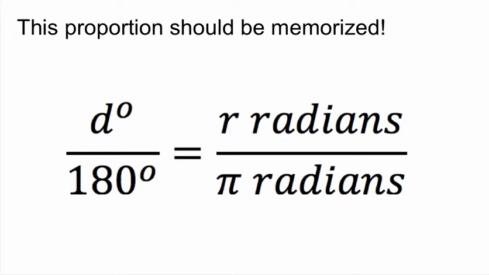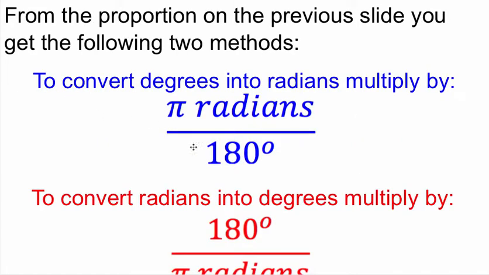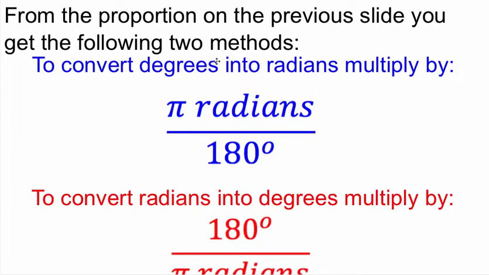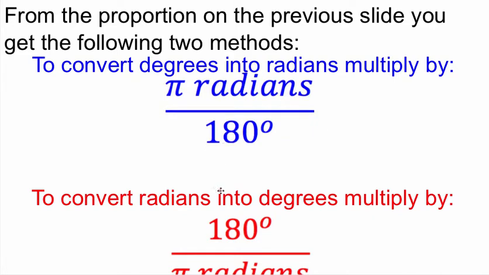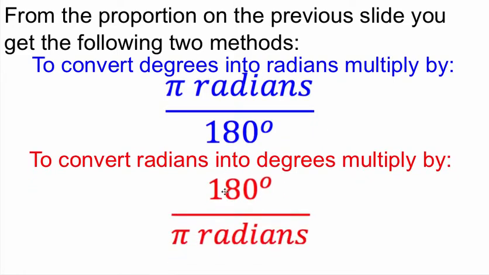From this proportion, we get these two formulas, which we can't really see the bottom of, so I'll scoot it up. From the proportion on the previous slide, you get the following two methods. If we want to convert degrees into radians, we multiply by pi radians over 180. Basically, we're just going to divide by 180. And if we convert radians into degrees, we multiply by 180 and then divide by pi. These are reciprocals of each other, going forward and backwards. Degrees into radians will do this, and radians into degrees will do this.